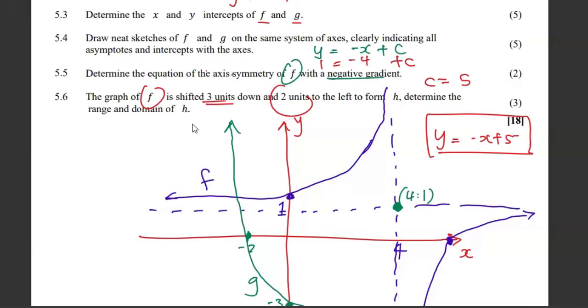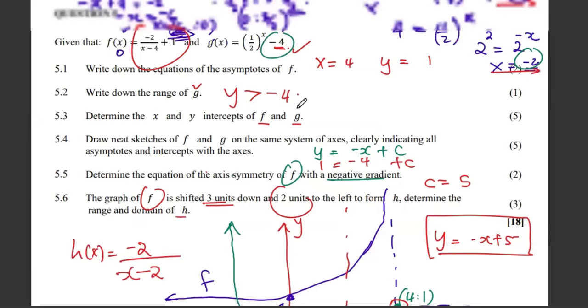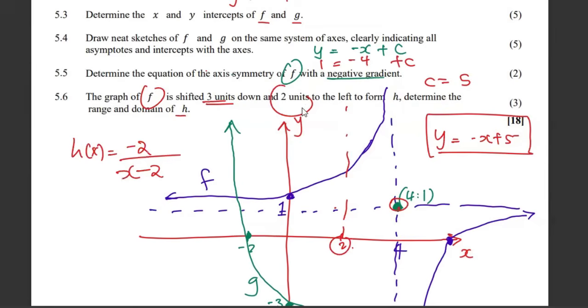Okay, we're moving it 2 units to the left, meaning that this asymptote here is now going to be at a 2 here. So they want us to determine the range and the domain. So let's start by getting the equation of h. It was a -2 over x. Now we're going to have a 2. Okay, we're moving it 3 units down. So this one is going to be at -2 here.